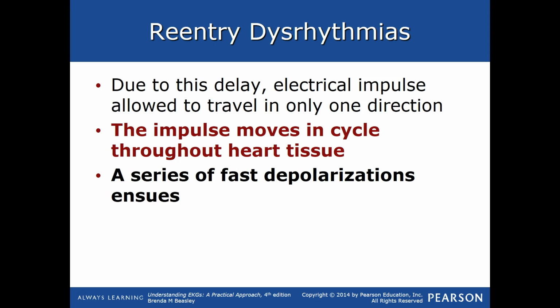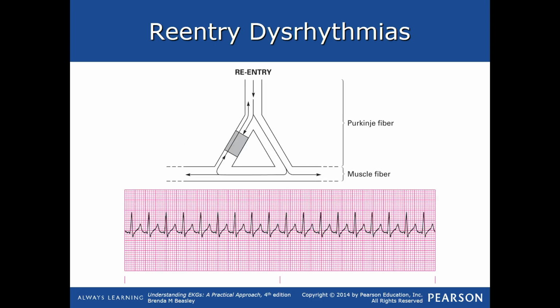So impulses move in a cycle throughout the heart tissue, and so you get a series of fast depolarizations after that. And that's what we're talking about here. That's how we get this really fast heart rate here.